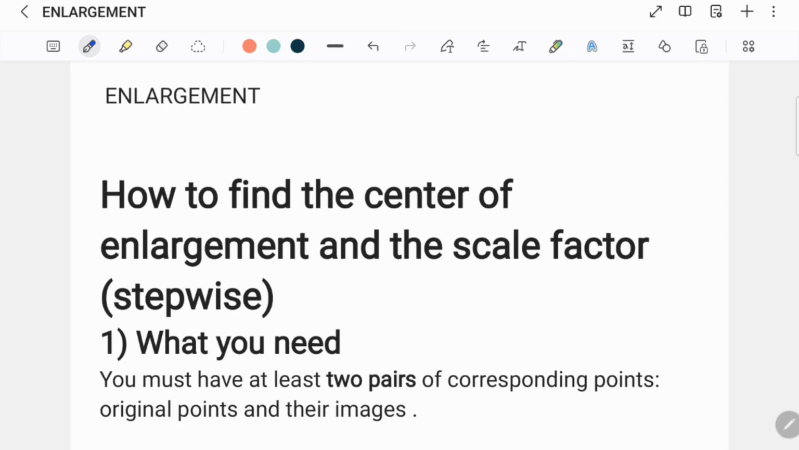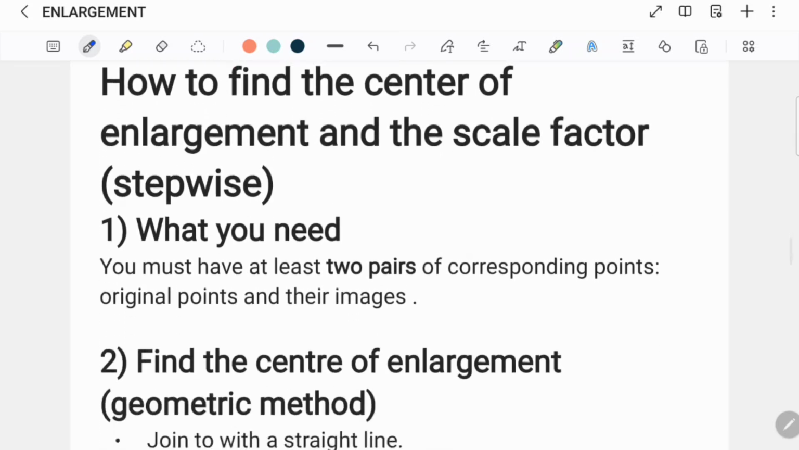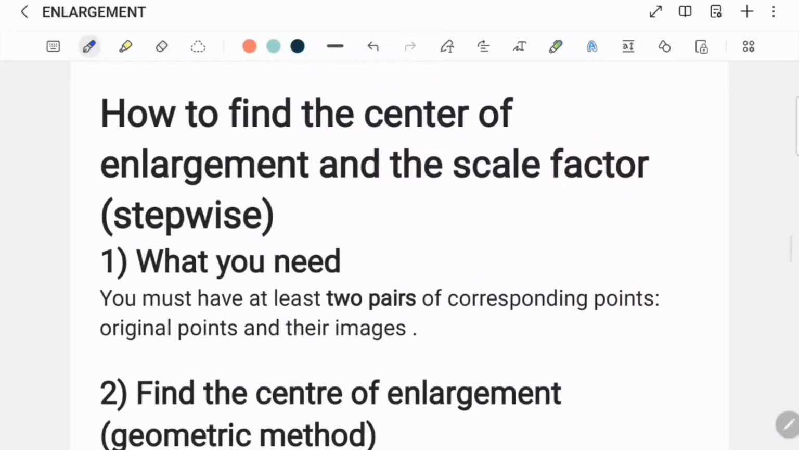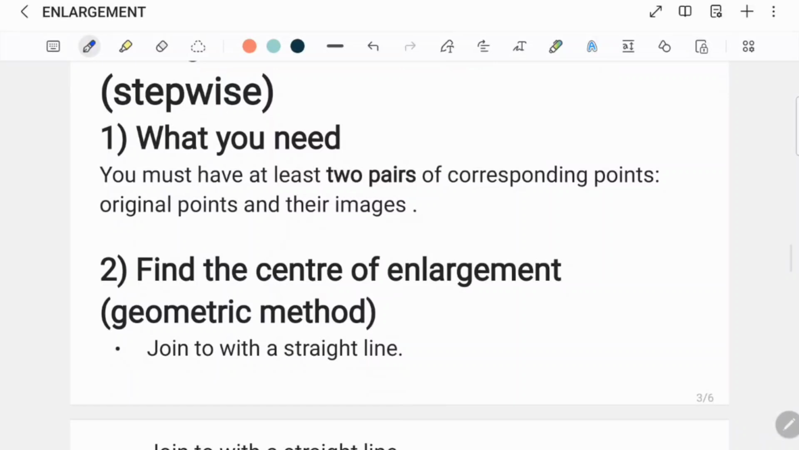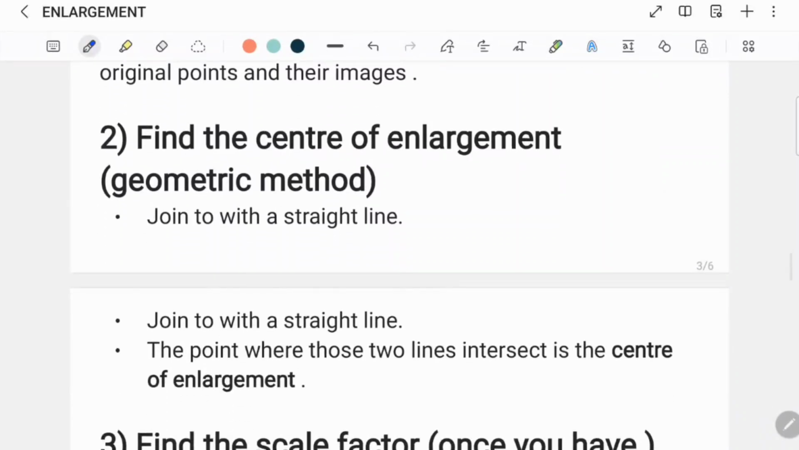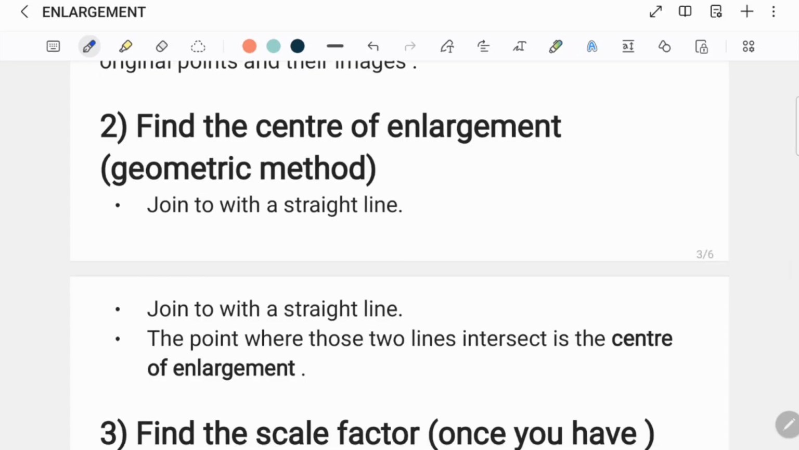So in the describe question, you will be writing down enlargement, its center of enlargement, and the scale factor as well. So you need to join the corresponding points, meaning the image and the object. After joining them, wherever they meet at one point, the intersecting point will be the center of enlargement. We'll do the question, then you can understand it easily.